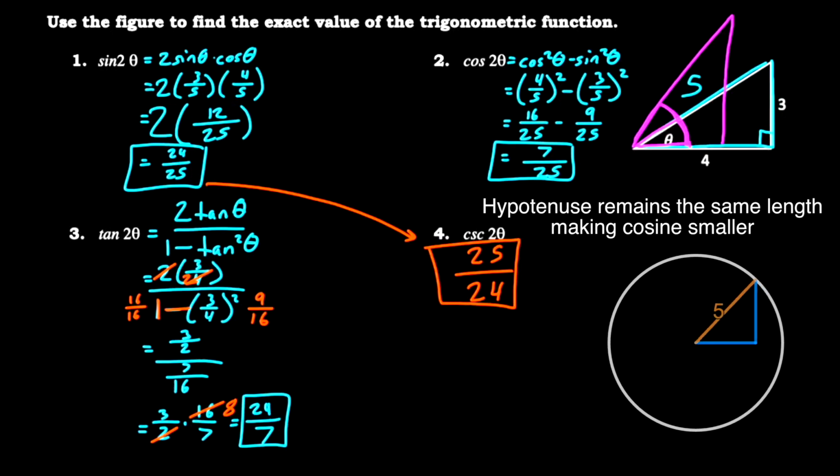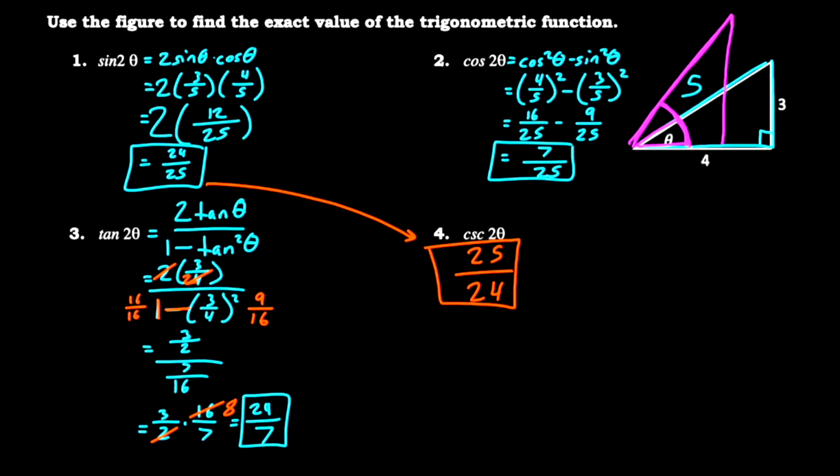So as this angle gets twice as big, we can't just say that the cosine value doubles. Originally it was 4 over 5, and when we make this new triangle, the cosine value is actually smaller than it originally was. So basically what I'm getting at here is we can't say that this is the same thing as just 2 times the cosine of theta. And that's why we have to use these identities instead.